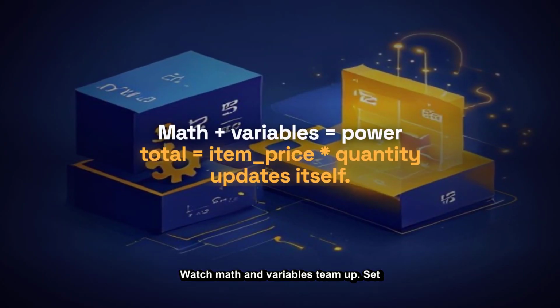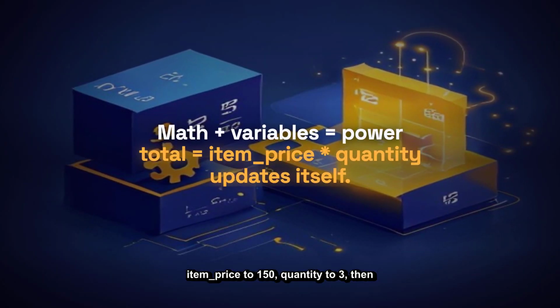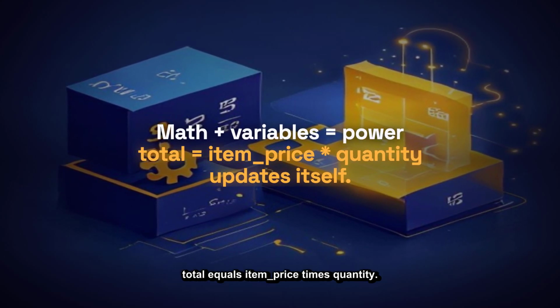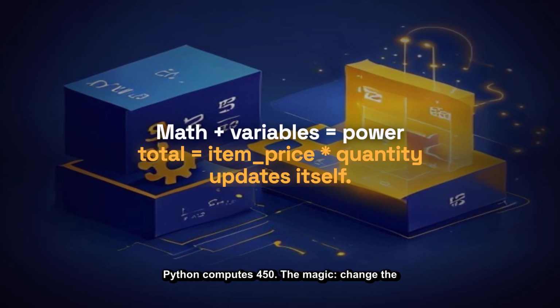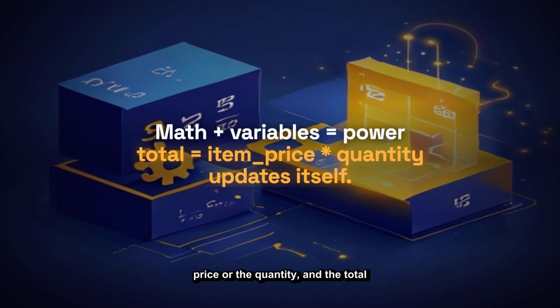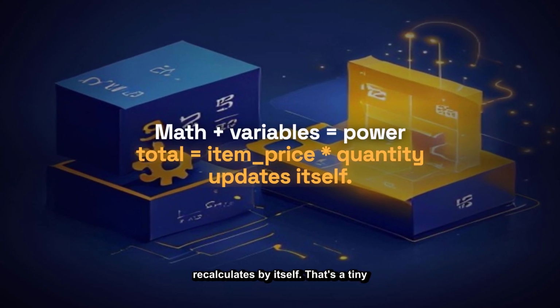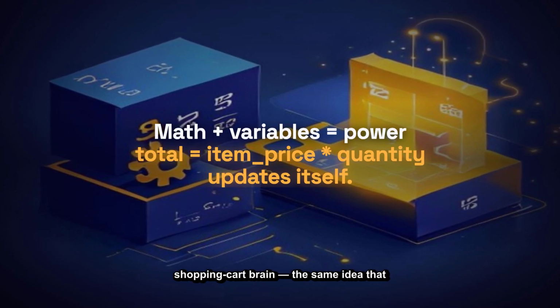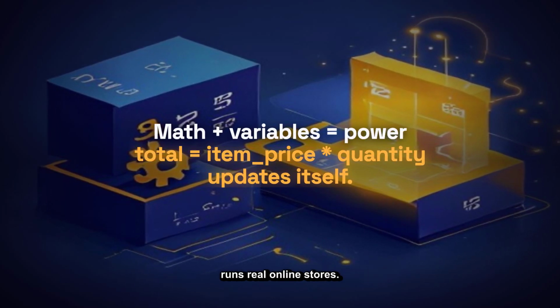Watch math and variables team up. Set item price to 150, quantity to 3, then total equals item price times quantity. Python computes 450. The magic: change the price or the quantity, and the total recalculates by itself. That's a tiny shopping cart brain, the same idea that runs real online stores.